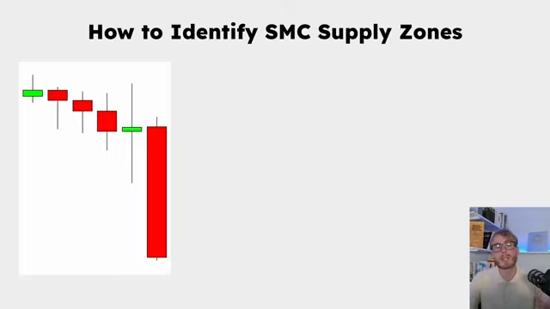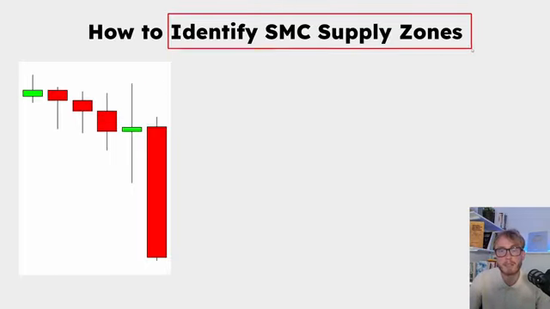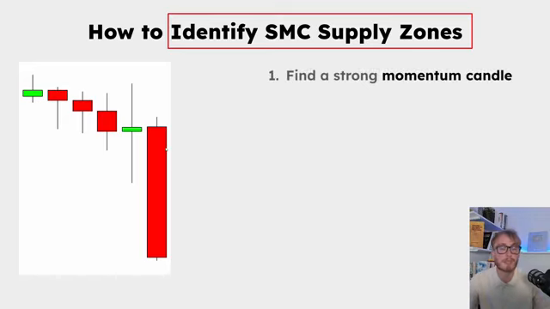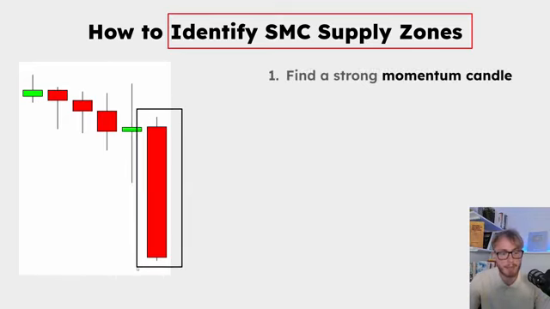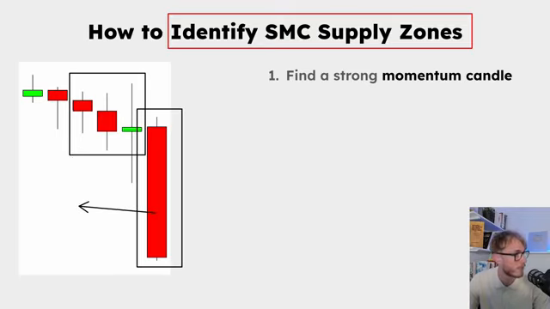Now let's also quickly take a look at how to identify smart money concept supply zones. To do this, once again, the first step is to find a strong momentum candle. As you can see right here, we have an example of a strong momentum candle. Why is this a momentum candle? Well, we take a look at the previous candles, and we can clearly see here that the real body of this candle is much more than twice the size of the previous candles. In this case, it's maybe 5 times as large, and this is a good sign of a momentum candle.